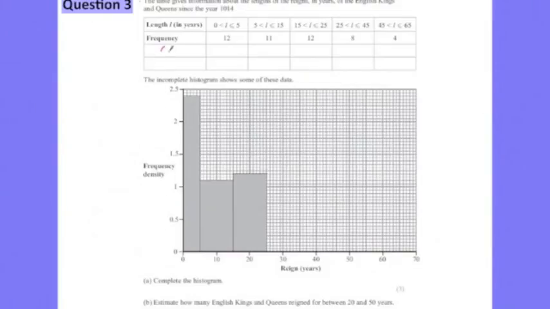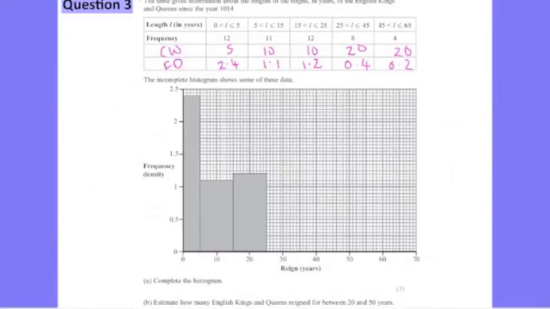So our class widths here are 5, 10, 10, 20, and 20. Our frequency densities, working out each one, are 2.4, 1.1, 1.2, 0.4, and 0.2. We then have the first three bars drawn for us, so just check the numbers correspond, and then complete the next two bars.